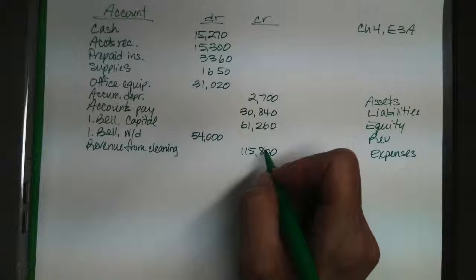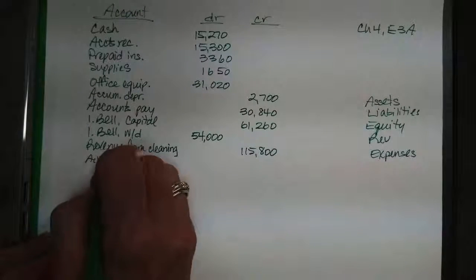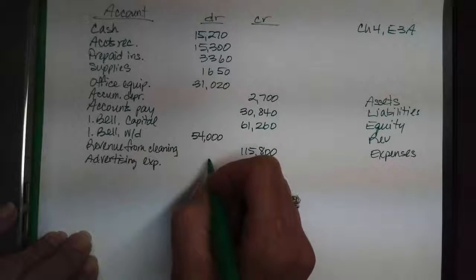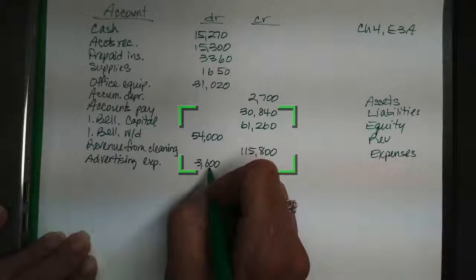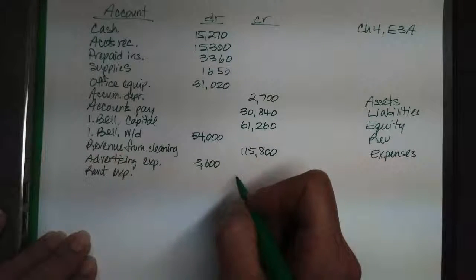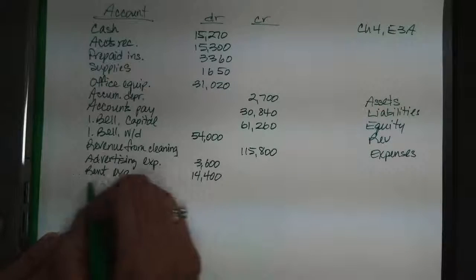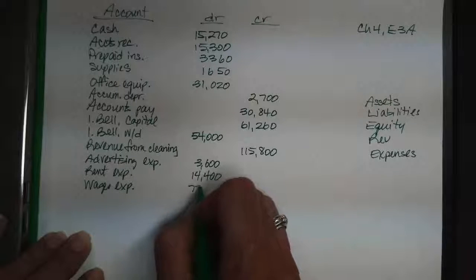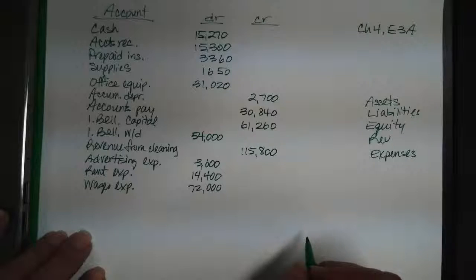Okay, now I need to pull off expenses. So I'm starting back up at the top. I see advertising expense. $3,600. I see rent expense. $14,400. I see wages expense. $72,000. I believe I've picked all these up.